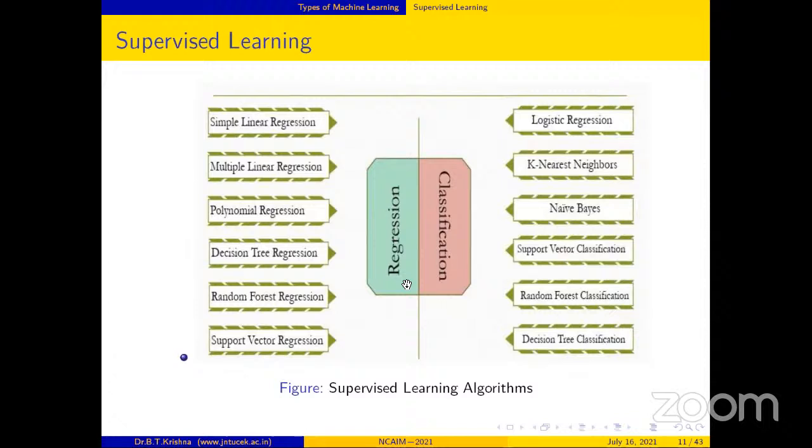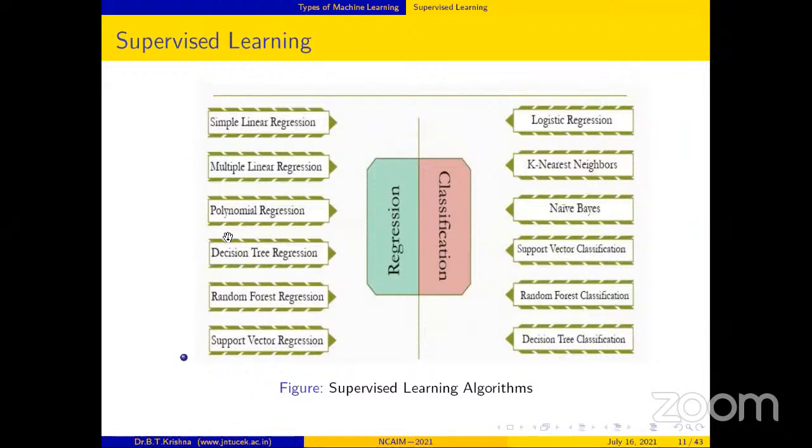Under the regression category, you will have simple linear regression, multiple linear regression, polynomial regression, decision tree regression, random forest regression, and support vector regression. These are some of the algorithms which fall under regression. Whereas in classification, you will have logistic regression, k nearest neighbors classification, naive Bayes classifier, support vector classification, random forest classification, and decision tree classification.